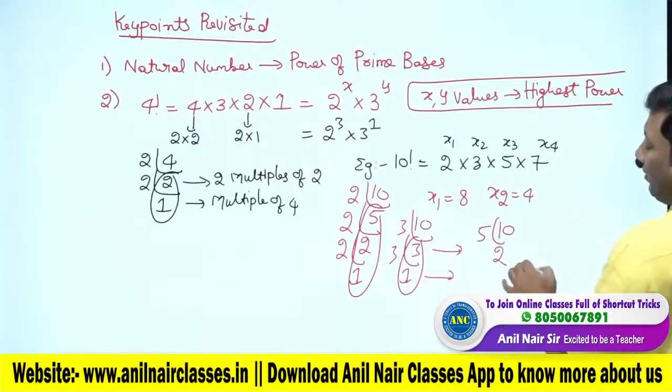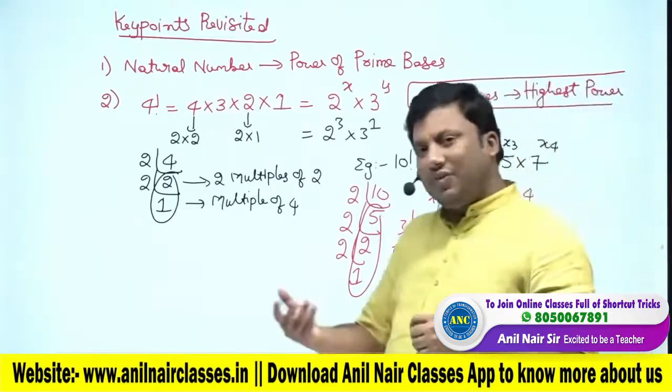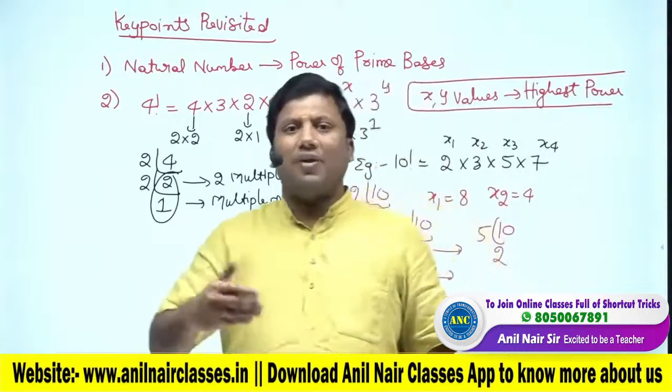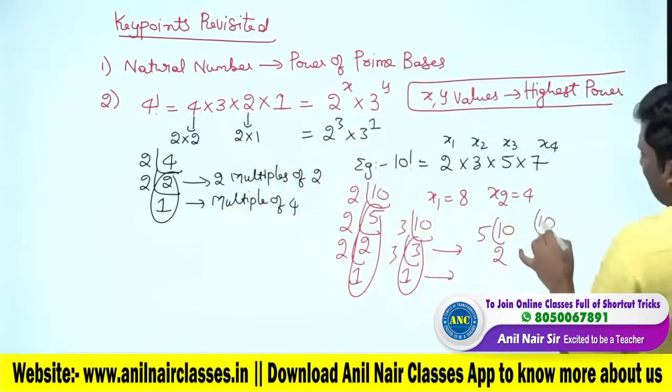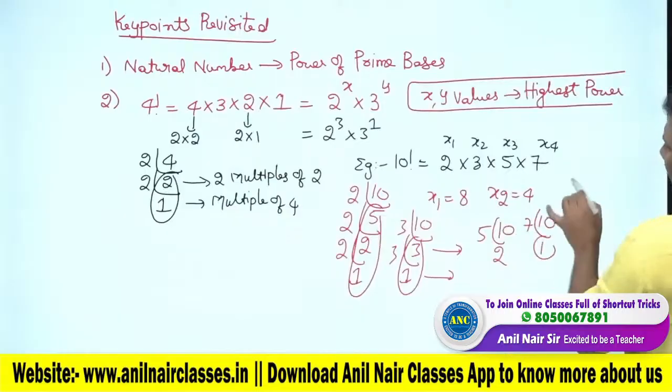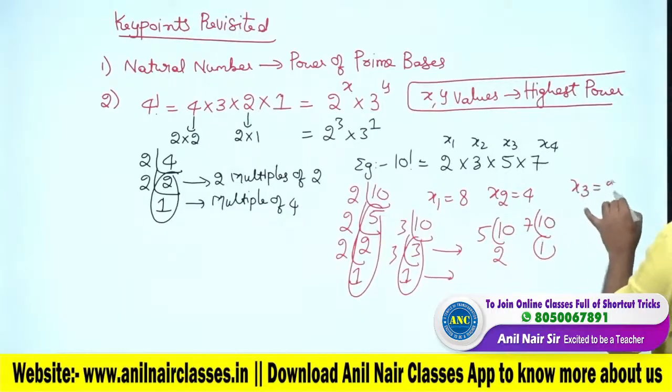5 2s are 10. There are 2 multiples of 5. 5 1s are 5. 5 2s are 10. 7 1s are 7. So x3 value, it is 2. And x4 value, it is 1. I hope the idea is clear.